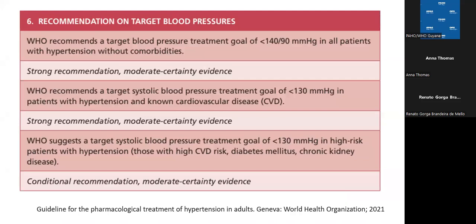Regarding treatment targets, WHO recommends a target blood pressure treatment goal of less than 140 and 90 millimeters of mercury in all patients without comorbidities. However, if a patient with hypertension has cardiovascular disease, the treatment goal is lower, it is 130.